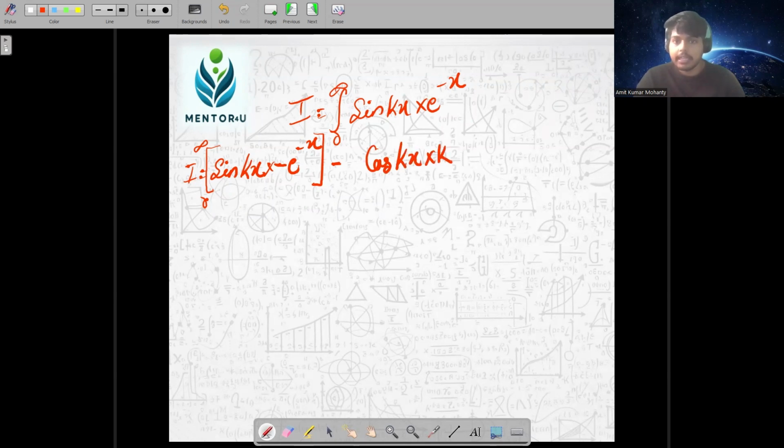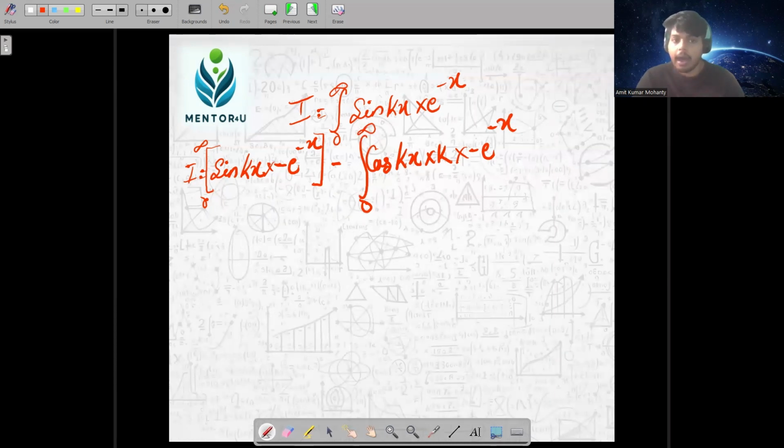Clear? Then multiplied with the integration of e to the power minus x, which is minus e to the power minus x. So it will be into minus e to the power minus x. Clear? Okay, and we have to integrate this whole function from 0 to infinite. Now, let's solve this particular part. So how do you apply the limits?